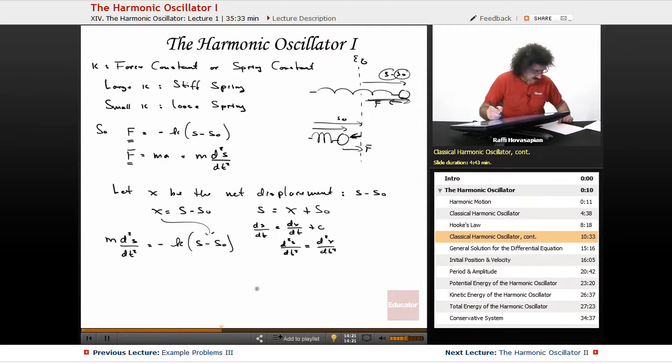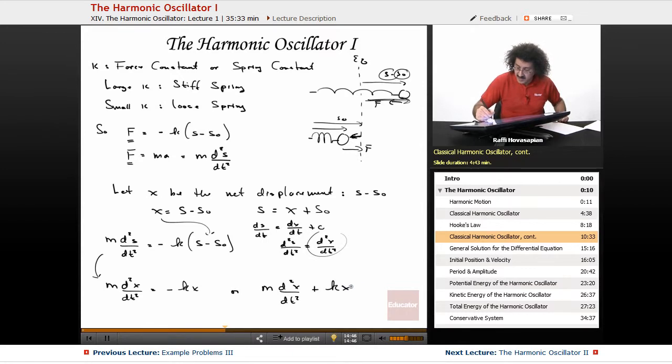That's it. Nothing strange going on here. So when I put this in, I get m d squared x dt squared equals minus kx, or more appropriately, m d squared x dt squared plus kx is equal to 0. This is the differential equation for a harmonic oscillator. This is the equation that we solve in order to find the function x of t.